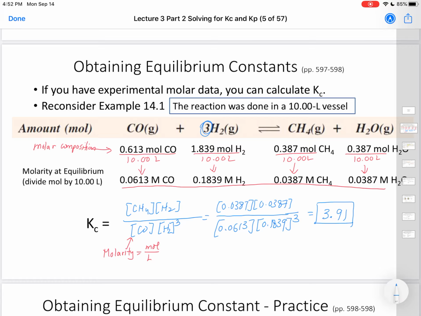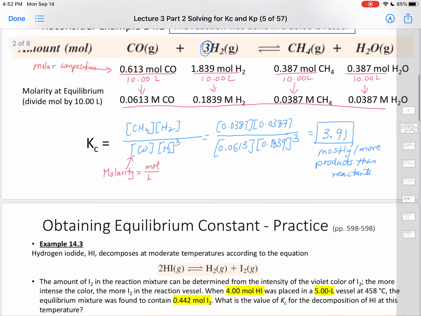3.91 is slightly greater than 1, so we would say this is mostly, or maybe more is a better word, more products than reactants. That's all that the number means. There's slightly more products than reactants at equilibrium.